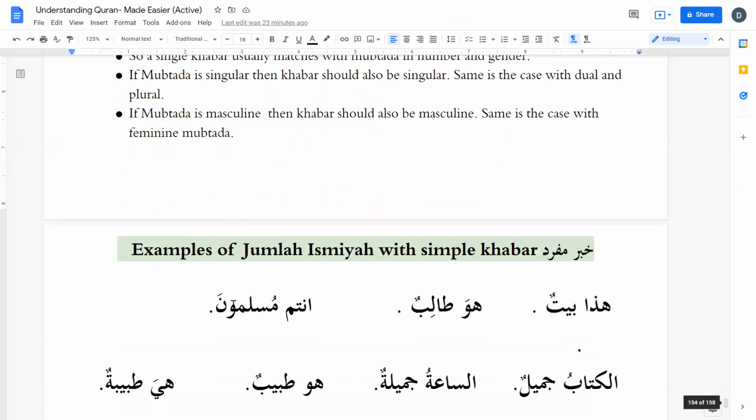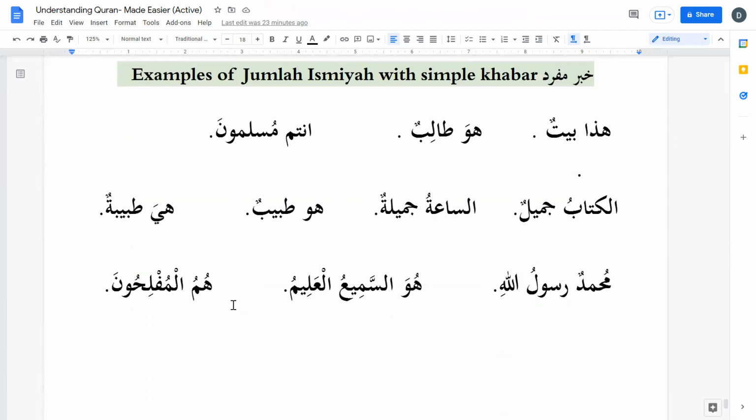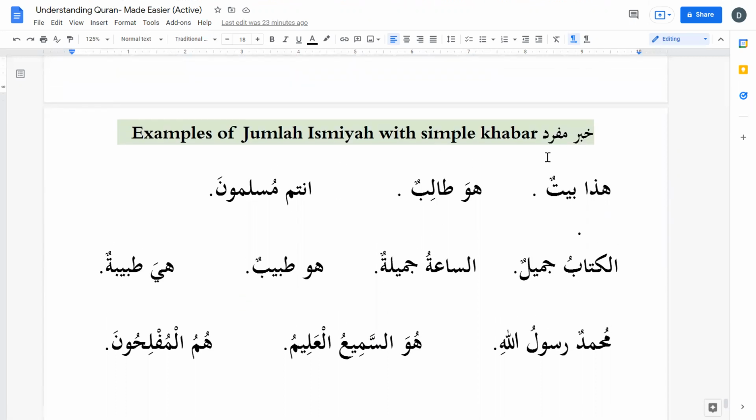So this is a rule for khabar mufrad. This is not for Jumlah Ismiyah khabar or Jumlah Failiyah khabar. These rules are only for simple khabar. And these are the examples of a simple khabar.